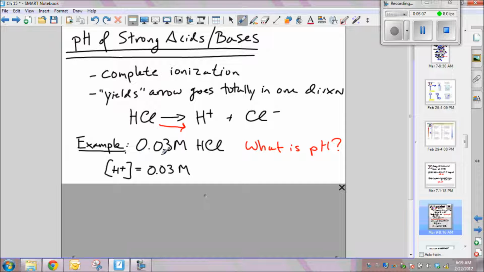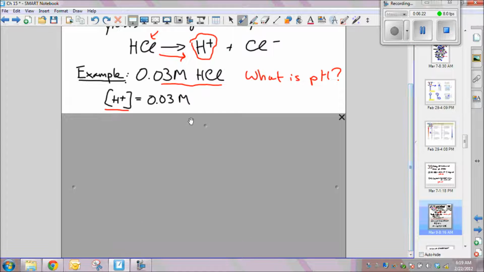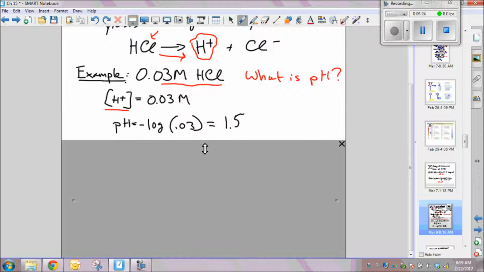Well, if we know the molarity of HCl in solution, we also know the molarity of H plus because that material, again, goes to the right and totally ionizes. No more of the molecular HCl exists in solution. So then calculating a pH is relatively easy. You take the negative log of the H plus concentration, pH is 1.5.